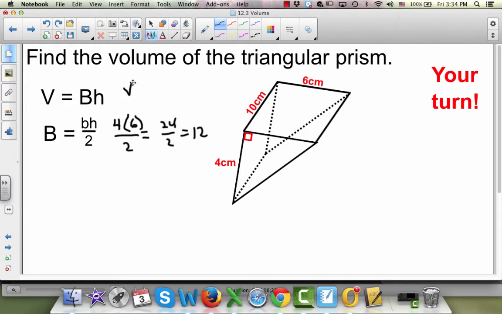So we come up here, volume equals 12 times the height, which is 10, because that's the line that connects the two bases. So 12 times 10 equals 120 centimeters cubed. Did you get that?